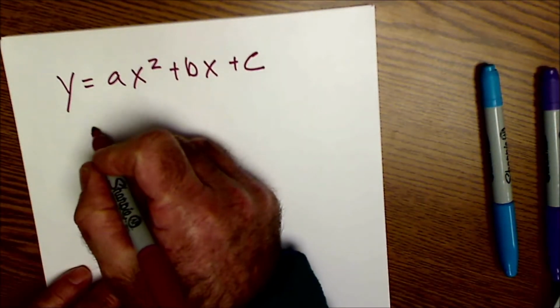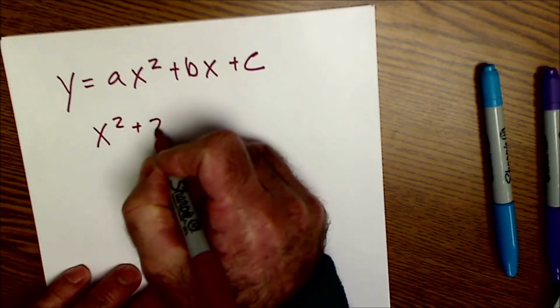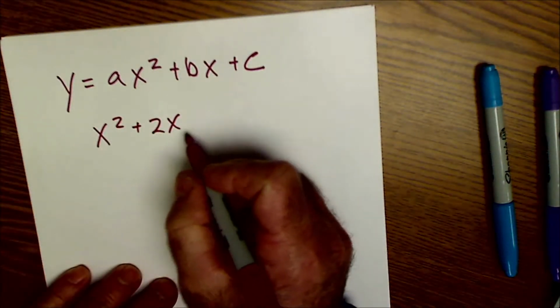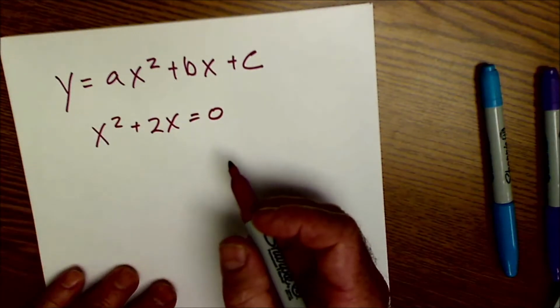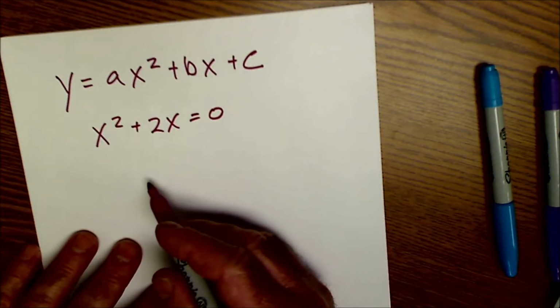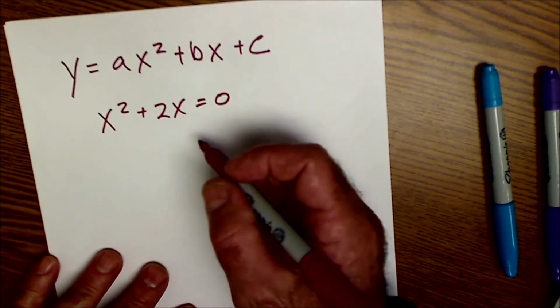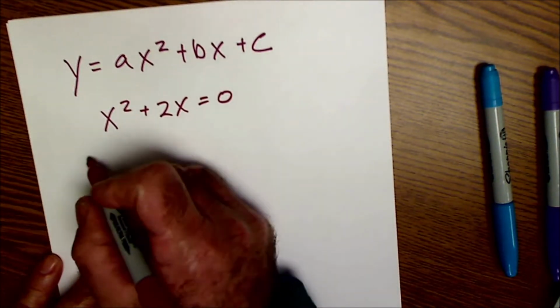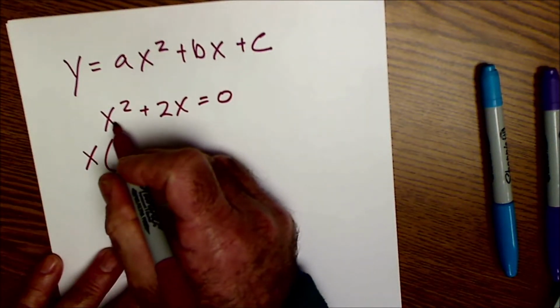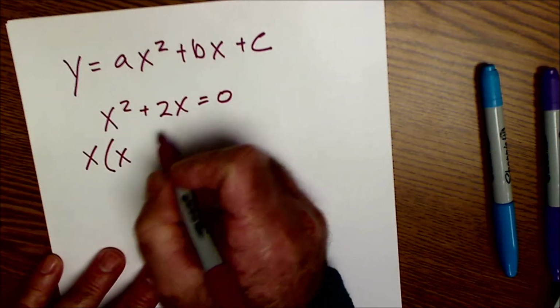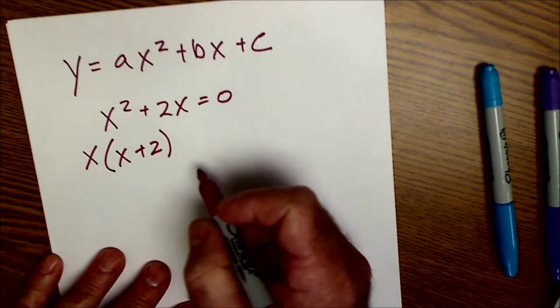Let's say I have a quadratic, x squared plus 2x is equal to 0. By factoring, I'm going to pull out the common term and then use the zero-product rule to figure out what the value of x is. So the common term is x. I pull that out front. I'm left with 1x here, and I pull an x out of this, and I'm left with a 2 there.